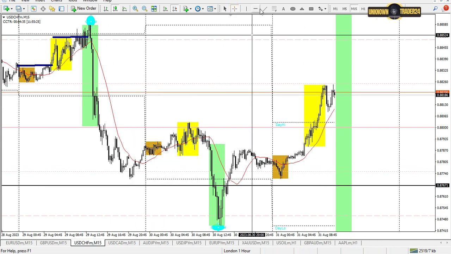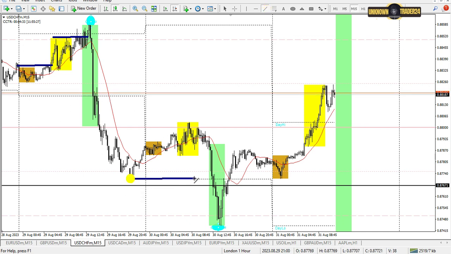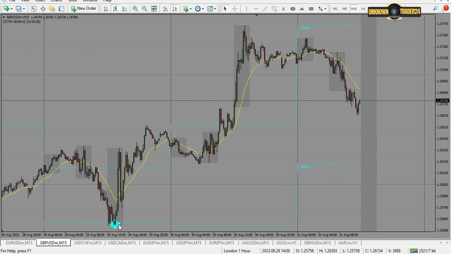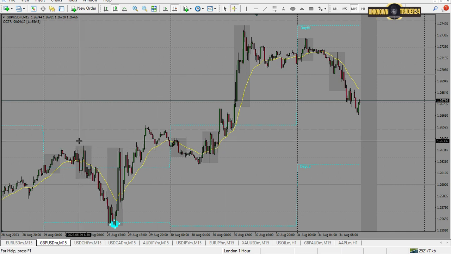Unfortunately here, the sessions are not aligned as we would want them to align, so I'm not going to use this example, but it serves the purpose. They are at the low of the day. People are chasing, then it reverses, but I'm not going to use this one because I don't want to get anyone confused.